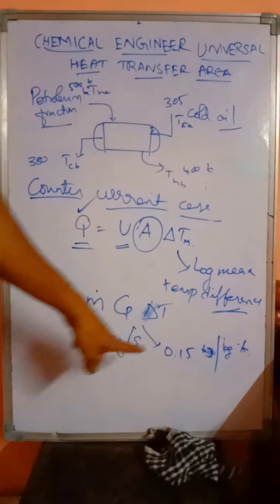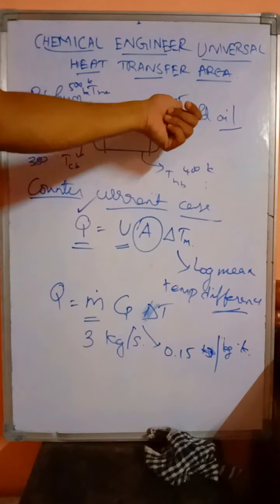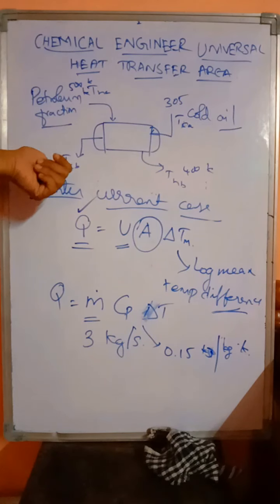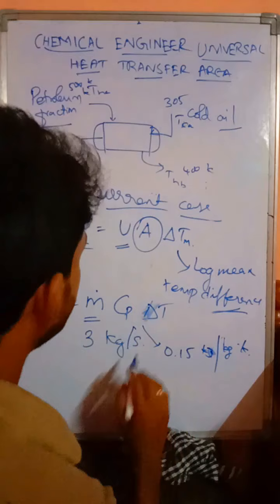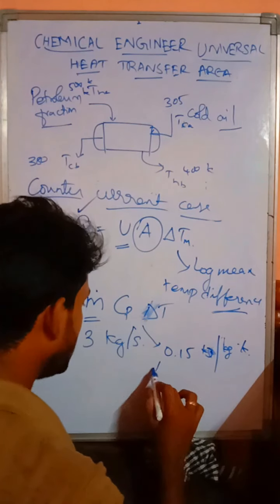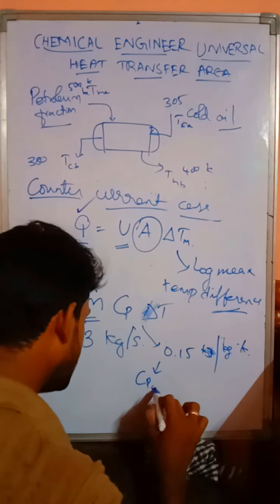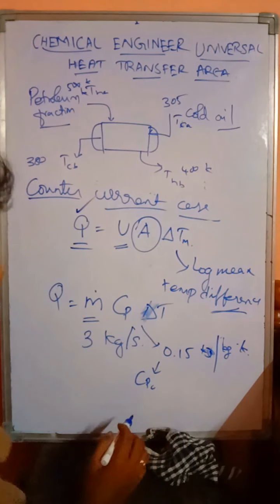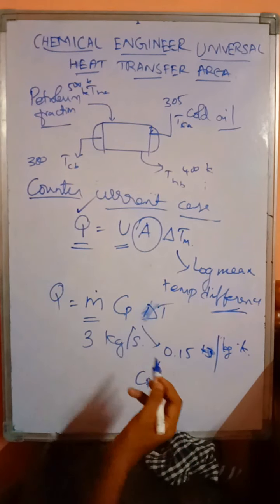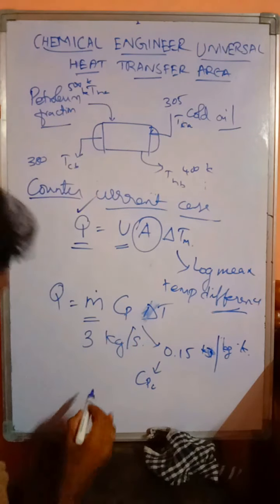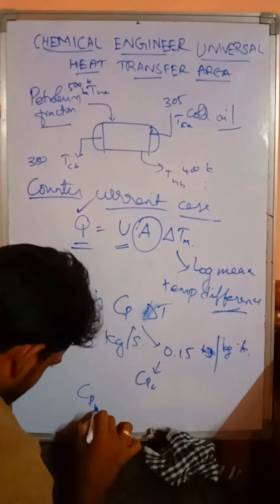Right? And the next one is delta T. You have delta T from 305 to 380. Likewise, you need to have it for the petroleum fraction also. So you just take this as cold oil, and give this data the name CPC, specific heat of light cold oil for the cold side. And for the petroleum fraction, you just give this as CPH.